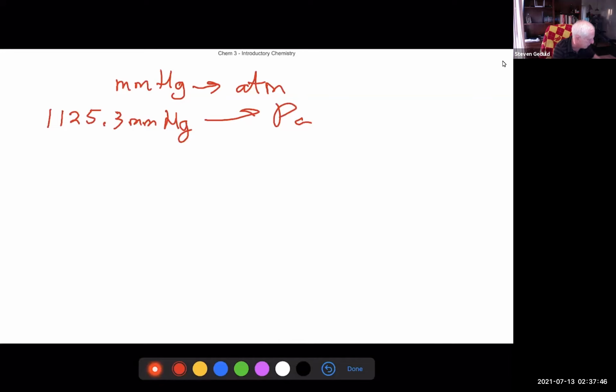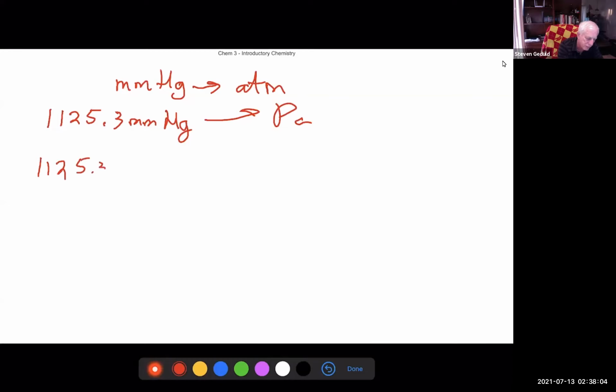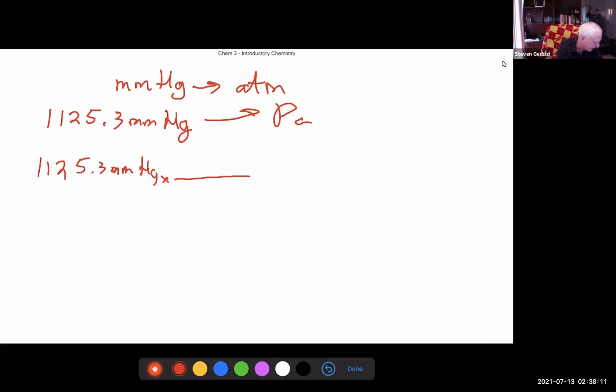Okay, let me just find the conversions for it. So we have one atmosphere equals 101.3 kilopascals. So we're starting with 1,125.3 millimeters of mercury, right? Yes. Okay. And 760 millimeters of mercury is the same thing as one atmosphere.